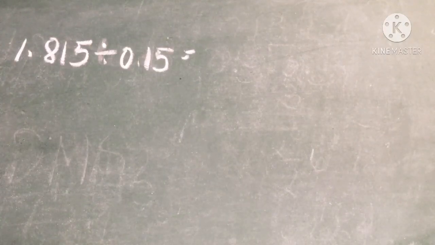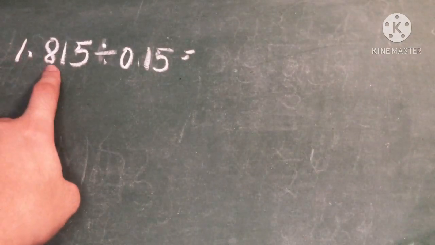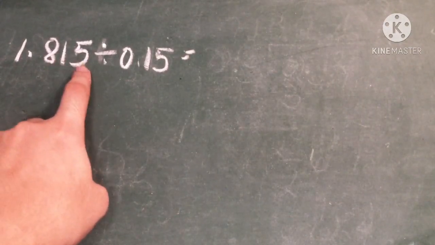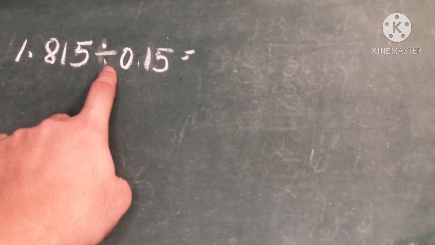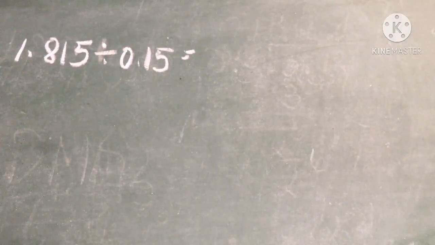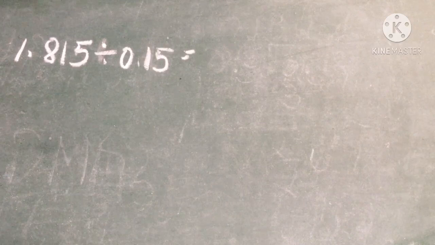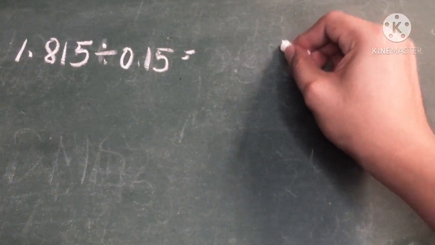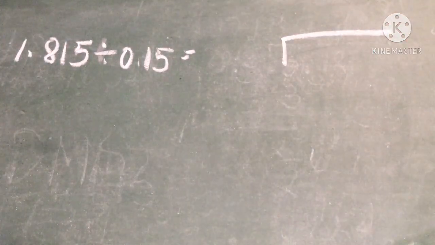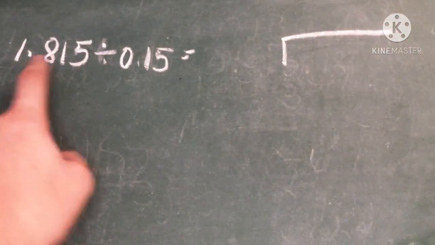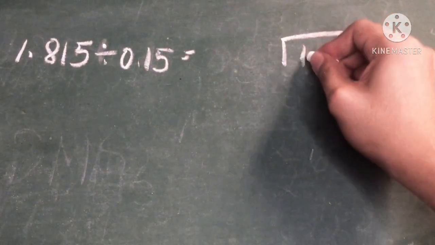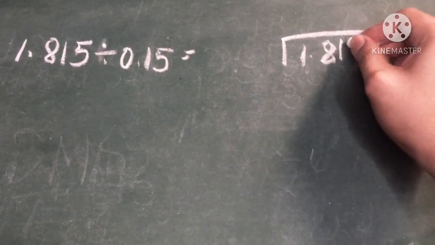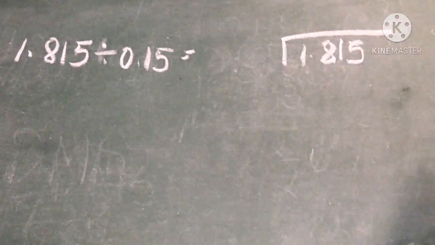Our next given, we have here 1 and 815 thousandths divided by 15 hundredths. So, first step, ayusin muna natin siya in division form. So, ang ating dividend ay yung 1 and 815 thousandths.